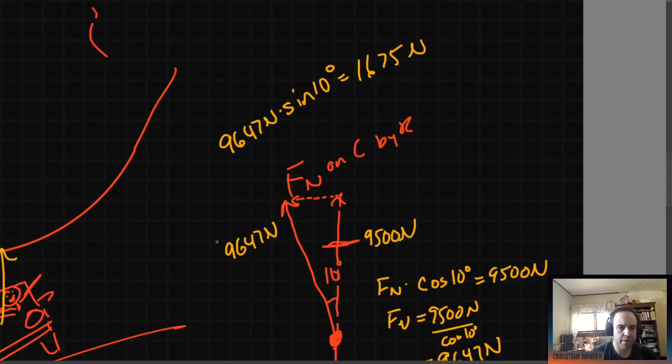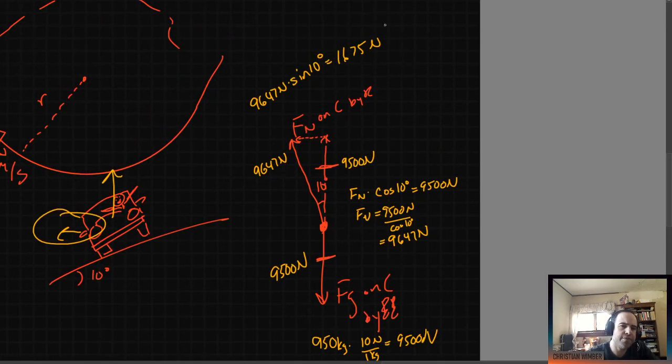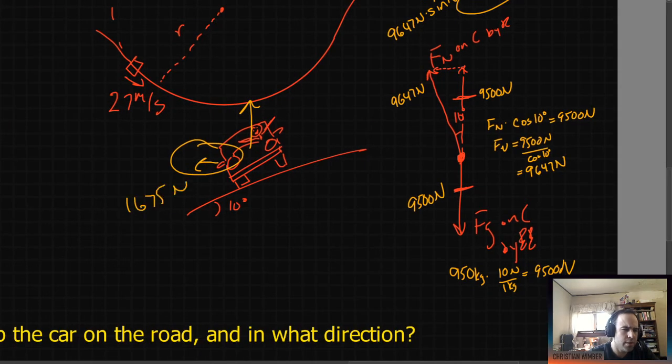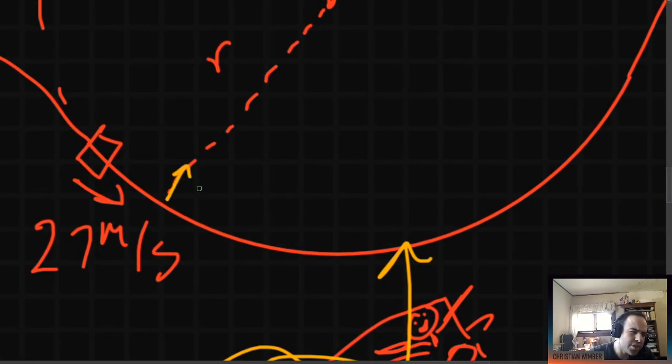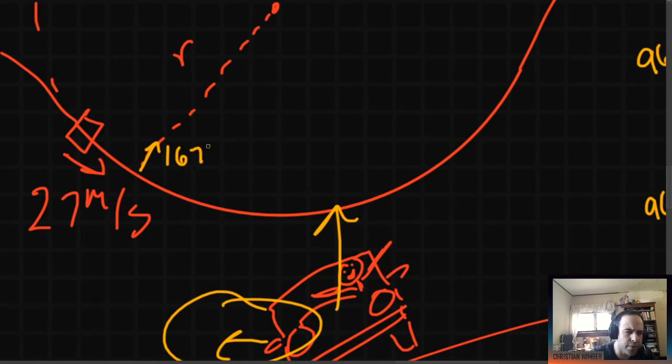So let's go back now to our free body diagram here. That means that our car is being pushed upwards 9,500. We don't really care about that because that part's being balanced. But this 1675 is to the left. That part is unbalanced. That is the part of that force that will be accelerating our car. So we have an acceleration inwards from a 1675 newton force acting on that car.